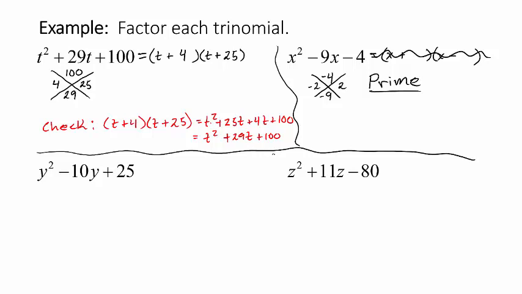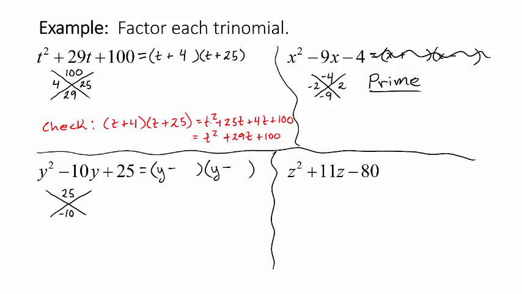All right, so now let's look at this one down here, y squared minus 10y plus 25. In this case, we're going to have y times y, which is y squared, right? And the product that we're looking for is positive 25. So that means they either both have to be positive or they both have to be negative. But the sum is negative, so that means both of the numbers we're looking for are negative. Our little treasure map: we're looking for two numbers that multiply to give us 25 and add to negative 10.